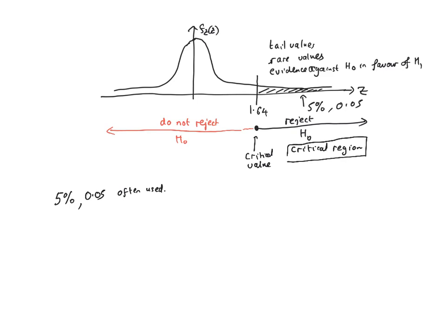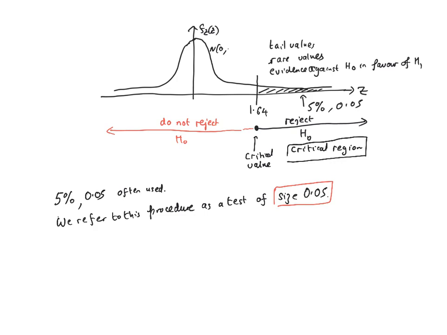The 5% or 0.05 value to define rarity is often used, but it doesn't have to be used. We could use other values, and we aren't going to discuss that today. But we always state which value we're using, and we do that by referring to this procedure as a test of size 0.05. So a test that's defined in the way I've done above, you compute the value of your test statistic and you compare it against a standard normal distribution and you cut off 5% in the tail. That's referred to as a test of size 0.05.